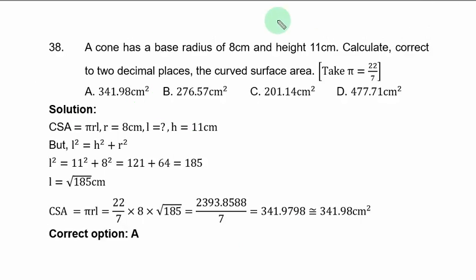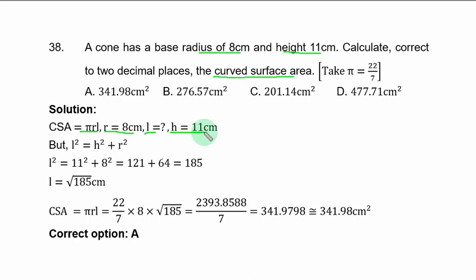Question 38. A cone has a base radius of 8 cm and a height of 11 cm. Calculate, correct to 2 decimal places, the curved surface area. So for a cone, the curved surface area is pi r L. From the question, r is 8 cm. The slant height L is unknown and the height is 11 cm.